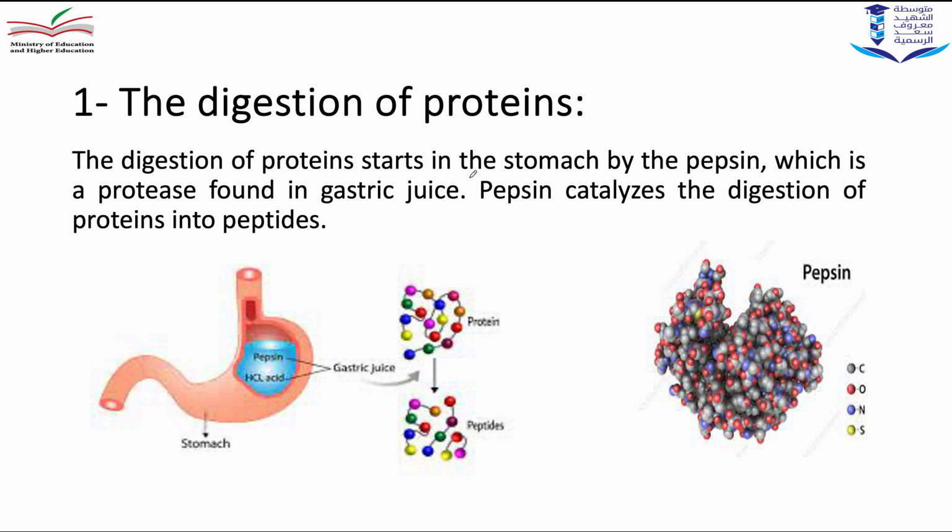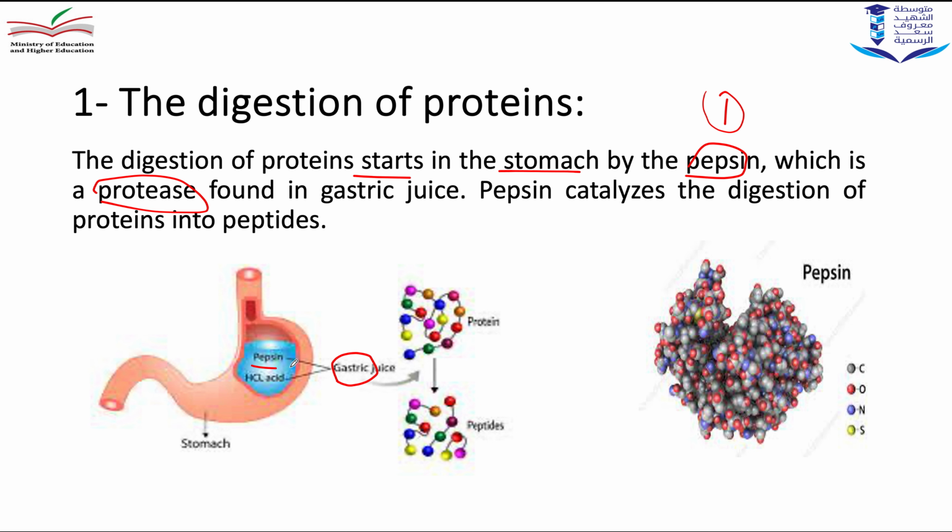Now we want to talk about the digestion of proteins in the stomach. So the digestion of proteins starts in the stomach. This point is very important. The digestion of proteins starts in the stomach by pepsin, which is present in the gastric juice. It is found in the gastric juice, and it is a protease. So pepsin is a protease. This is very important. Why? Because it's an enzyme specific to digest proteins, as I said before. So it's found in the gastric juice. This is the stomach here, and this is the gastric juice.